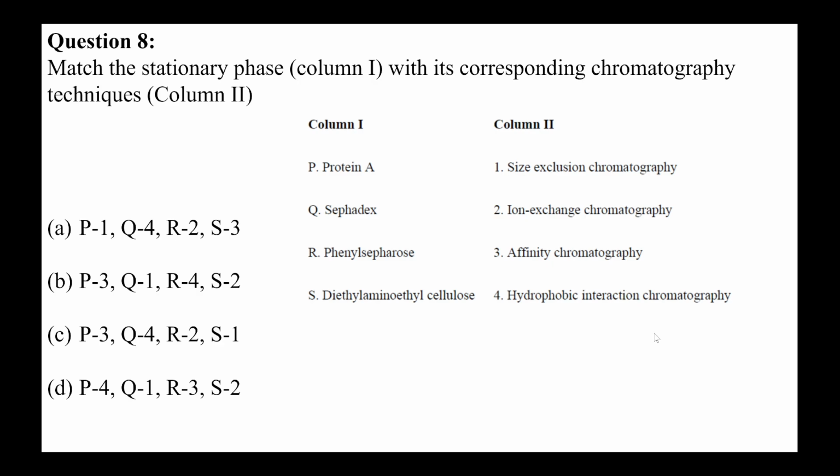Question number 8. Match the stationary phase column 1 with its corresponding chromatography techniques that are given in column 2. So in column 1 we have protein A, Sephadex, phenyl Sepharose and diethylaminoethyl cellulose. And in column 2 we have size exclusion chromatography, ion exchange chromatography, affinity chromatography and hydrophobic interaction chromatography. So you have to match the column 1 to column 2.